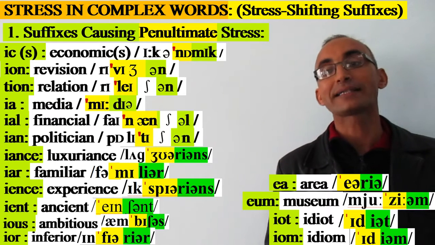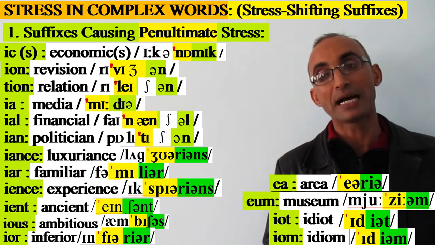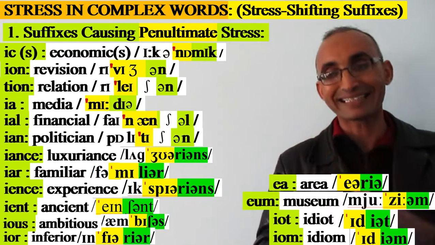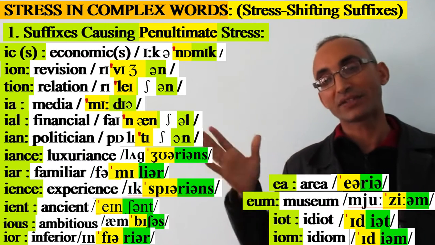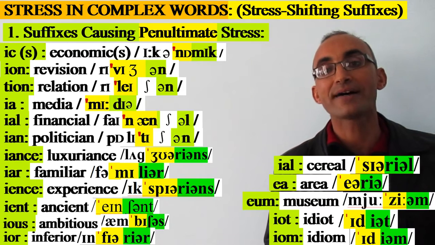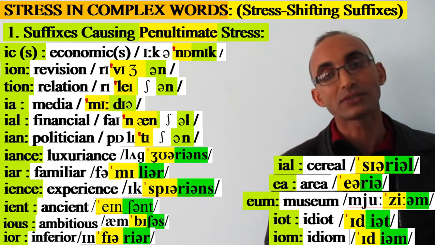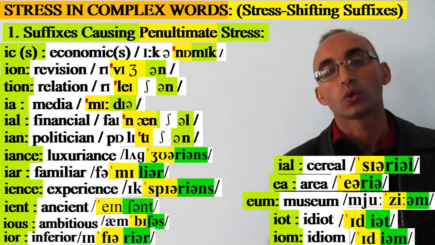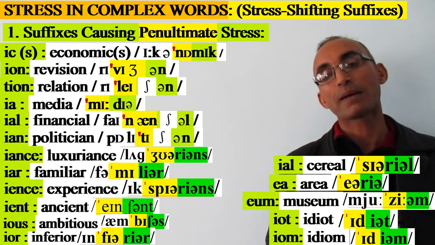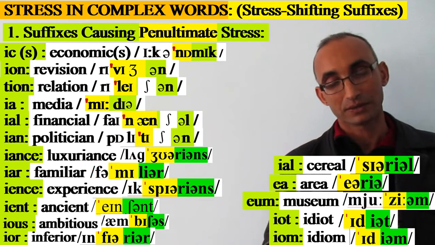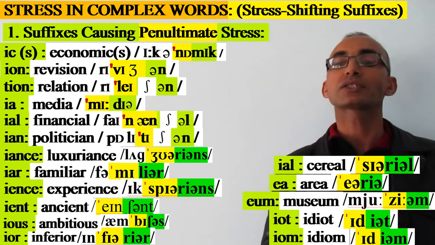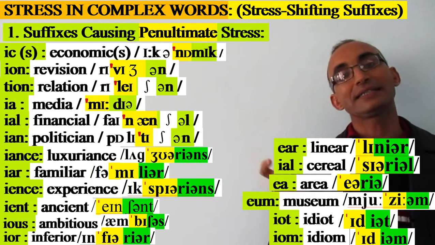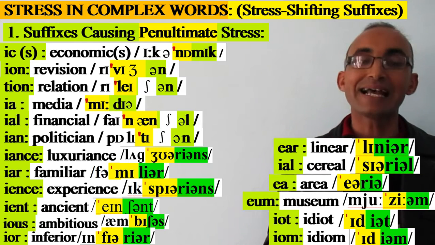Also ear, like area, so I stress the first syllable, which comes directly before the suffix ia, ria. Clear. Also we have eel, like cereal. I stress the penultimate syllable, which is c, which comes before real in cereal. Clear.